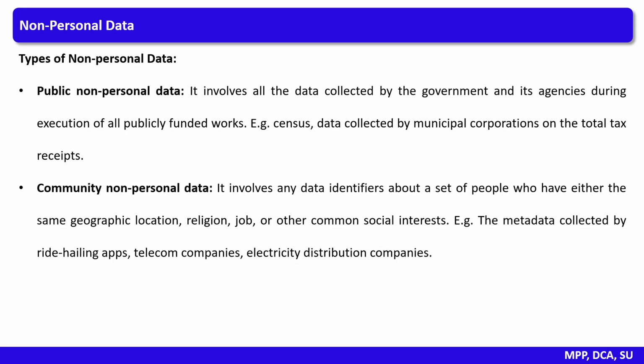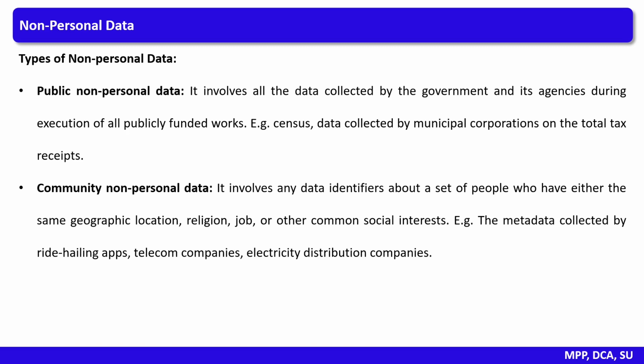Now, the next type of non-personal data is called community non-personal data. Community non-personal data involves any data identifier about a set of people who have either the same geographical location, religion, job, or other common social interests. For example, the metadata collected by ride-hailing apps, telecom companies, and electricity distribution companies can be treated as an example of community non-personal data.